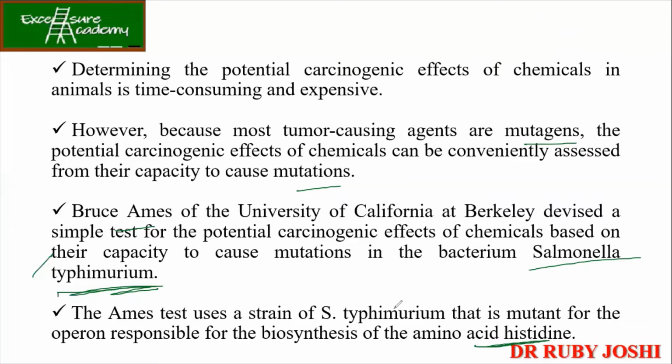Like, the Salmonella typhimurium is mutant for the operon for the biosynthesis of the amino acid histidine. If any chemical agent is having mutagenicity or carcinogenic effects, what kind of mutation will it show in this strain so that I'll understand that this chemical agent is mutagenic? What will it do? The answer lies in this sentence. What kind of mutation do you expect in the strain if the chemical agent is having mutagenicity?